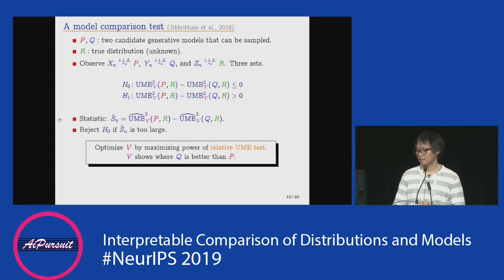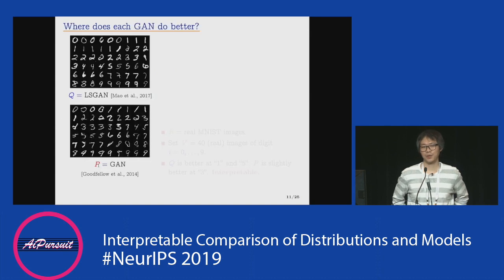In this case, the semantic of V changes slightly. Now, the optimized locations show where Q is better than P. So let me show you one example. Say here we are given two GAN models trained on MNIST. Q is LS GAN, least squares GAN, and P is the original GAN by Goodfellow and colleagues. These are our two candidate models. R is the set of real MNIST images.